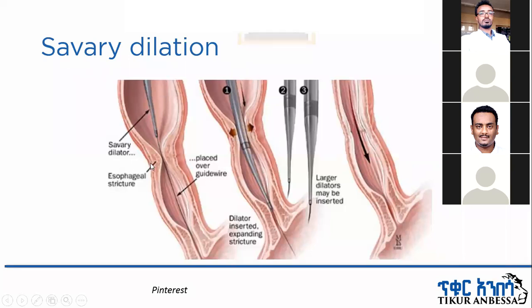We usually do it here for those patients in whom we know the anatomy is predictable. Because if you are not sure about the type of the stricture, you might end up in the mediastinum, perforating the esophageal wall. Preferably this is done under fluoroscopy. Since our fluoroscopy is not working this time around, we do it for a limited number of patients whom we are comfortable that the anatomy is quite predictable after seeing the barium study.